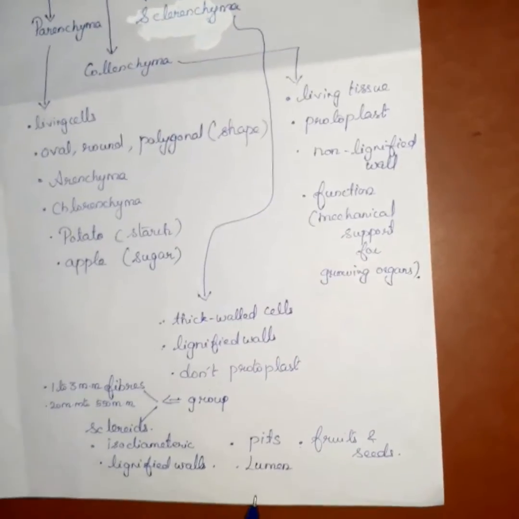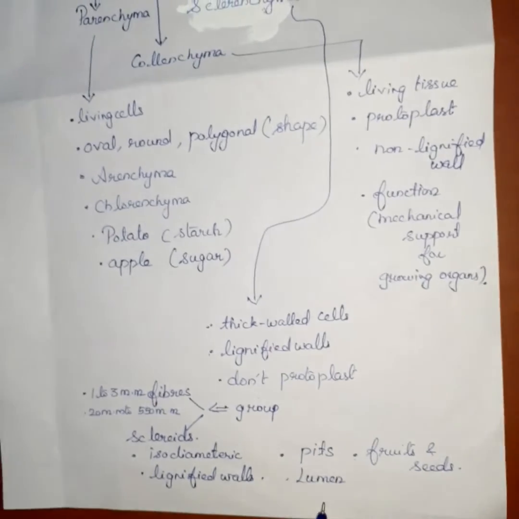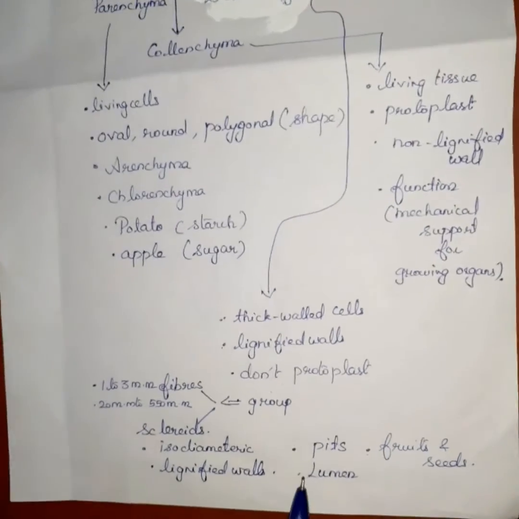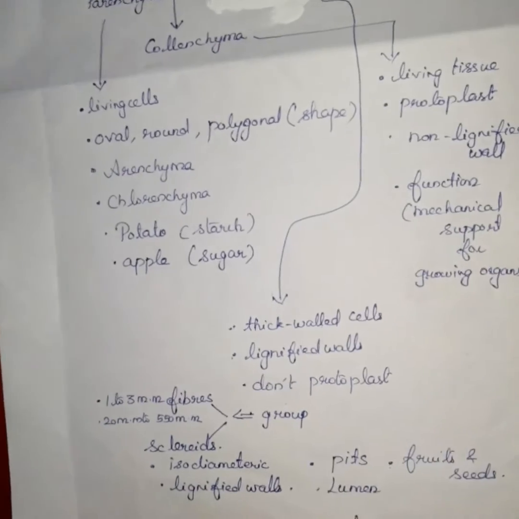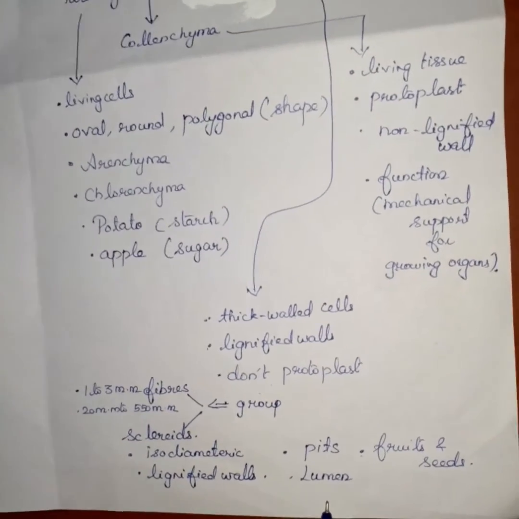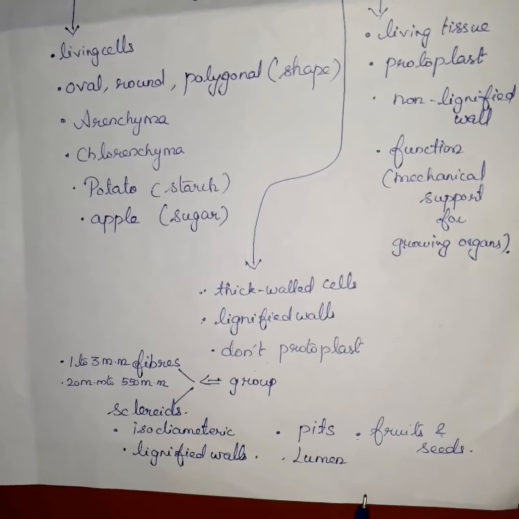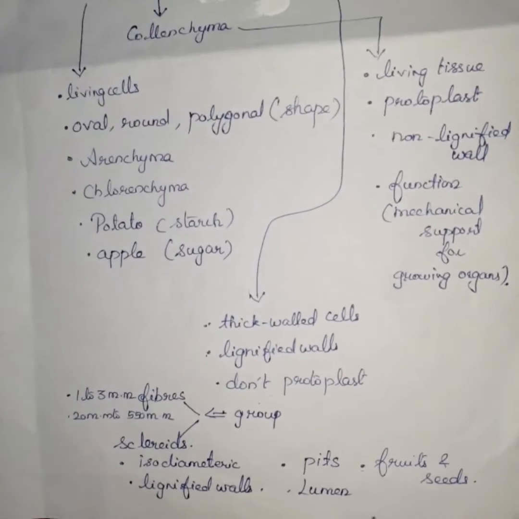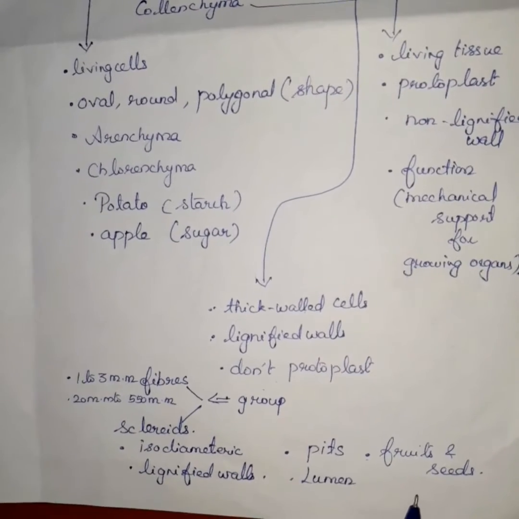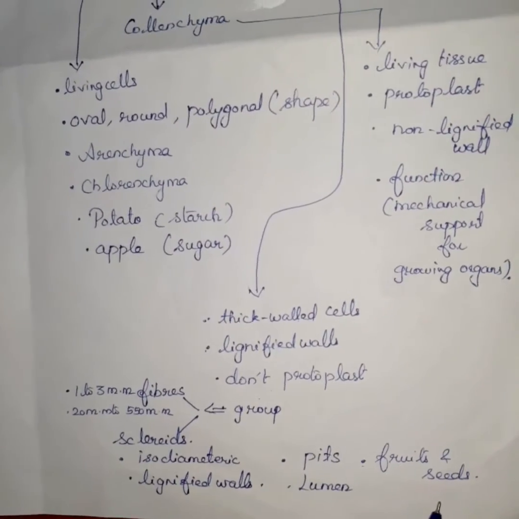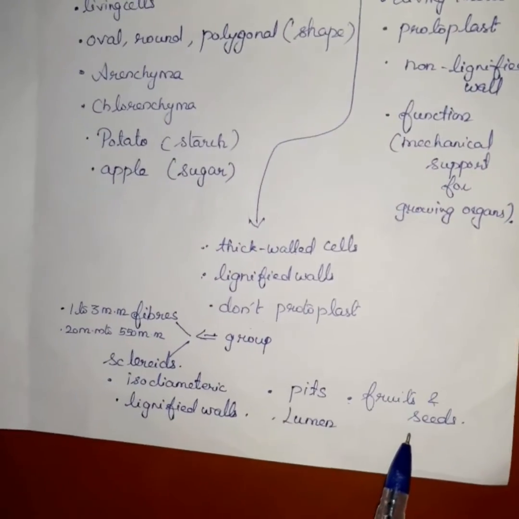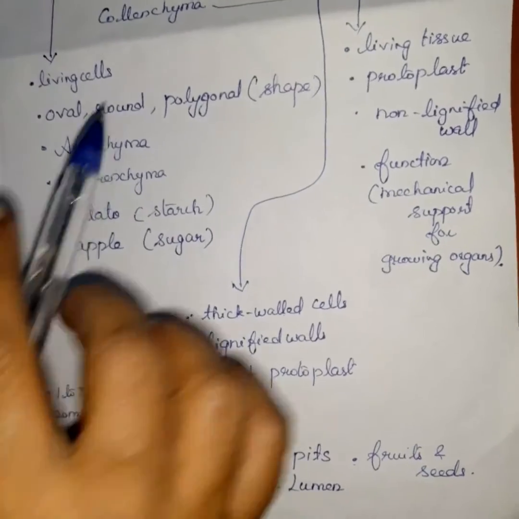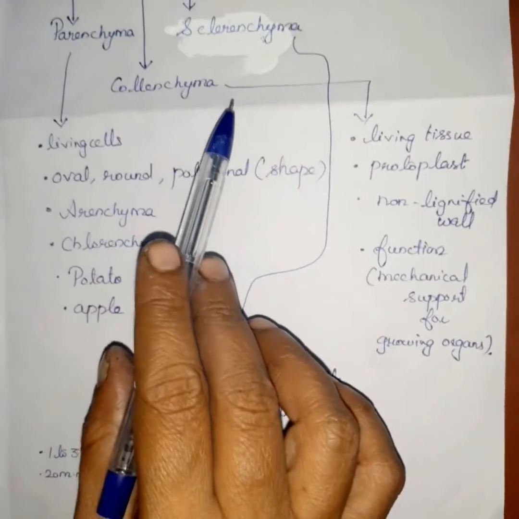Next we understand the word lumen. Here the lumen is filled with wall material. Lumen means the space of the tubular structure. Then what is the function? The sclereids are also common in fruits and seeds because they are dead cells. Do you understand parenchyma, collenchyma and sclerenchyma clearly?